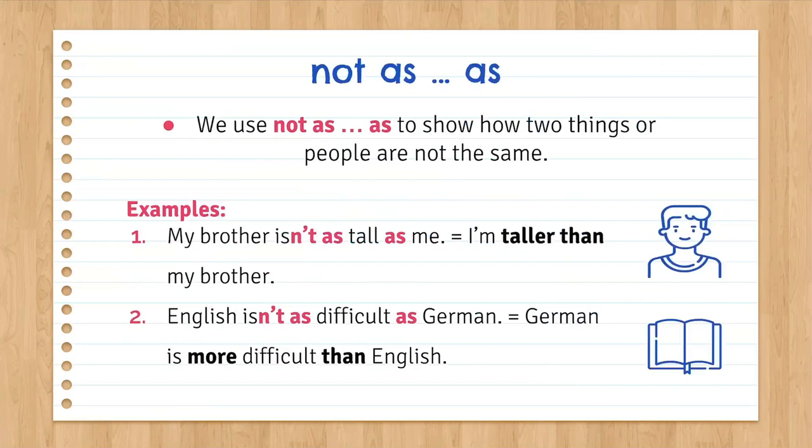Not as. We use it to show how two things or people are not the same. For example, my brother isn't as tall as me. That means that I'm taller than my brother, that we are not the same size. English isn't as difficult as German. This one means that German is more difficult than English, that they don't have the same difficulty and we cannot compare it. They are different.